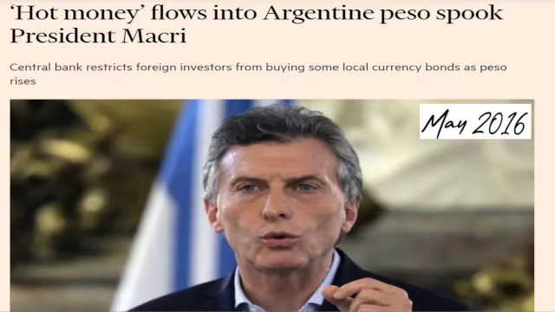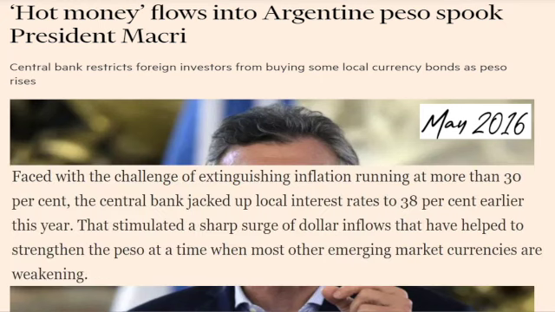Now, if we're looking at real life examples, in 2016, Argentina, when trying to tackle their inflation rate, increased their interest rate to 38%, which is obviously incredibly high, especially if we compare it to the likes of the UK and the Eurozone. And in doing so, that caused a surge of hot money inflows, strengthening the peso.